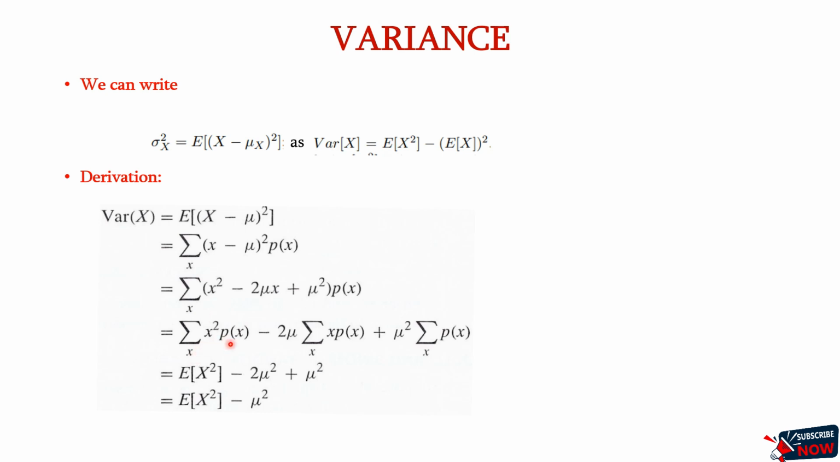So summation of x square into p of x minus 2 mu into summation of x into p of x plus mu square into summation of p of x. In this case, we can represent summation of x square into p of x as E of x square. Summation of x into p of x can be expressed as mu, so 2 mu into mu can be written as 2 mu square, plus mu square. After subtracting, we get mu square. So it is E of x square minus mu square. Mu square we can write as (E of x) whole square. Thus we arrive at E of x square minus (E of x) whole square. So the variance can also be expressed as E of x square minus (E of x) whole square.